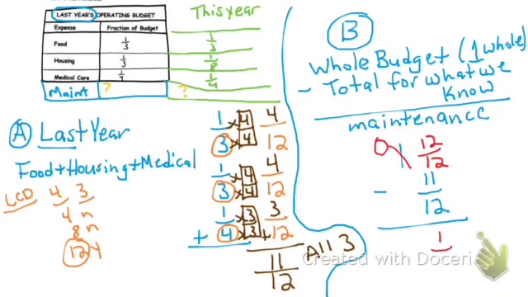Denominators were made the same because they're going to stay the same. 12 minus 11 is 1. My denominator will be 12, and 0 minus nothing is 0. So I know that for maintenance, for last year, it is 1/12, or 0 and 1/12. But we know for a fraction, if my whole number is 0, I can just drop it. So I'm going to fill right into my chart for last year. The fraction for maintenance for last year is 1/12.